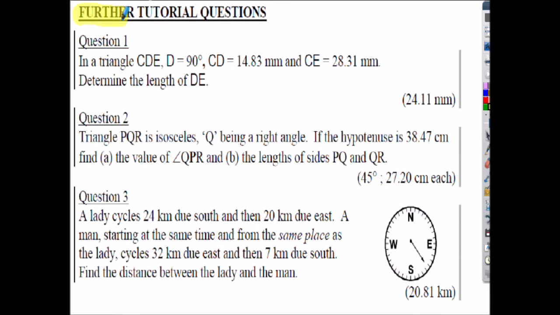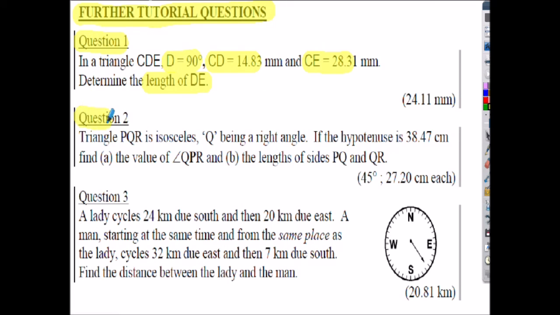I will leave you with some further tutorial questions. Question 1, we're given a triangle CDE, in which case D is the 90-degree angle, and we're given sides CD and side CE. We need to sketch the triangle here and label the sides appropriately, because D must be the right angle and all the other sides and angles will follow from that. And you need to find the lengths of side DE in this case.